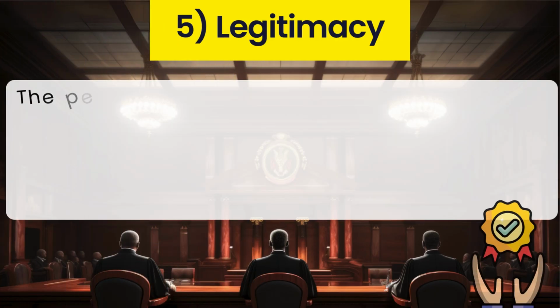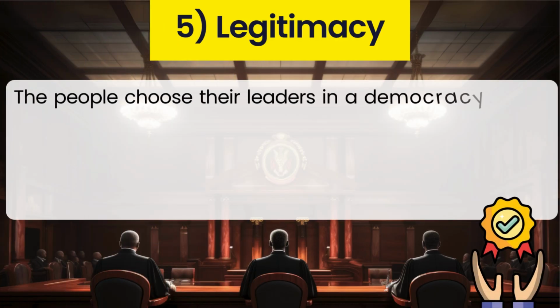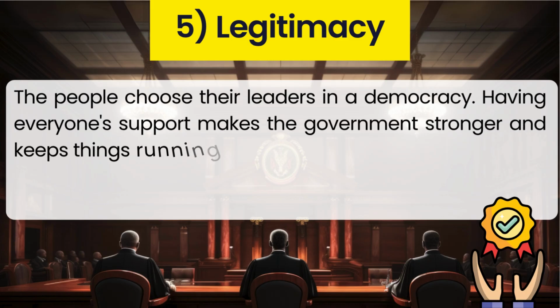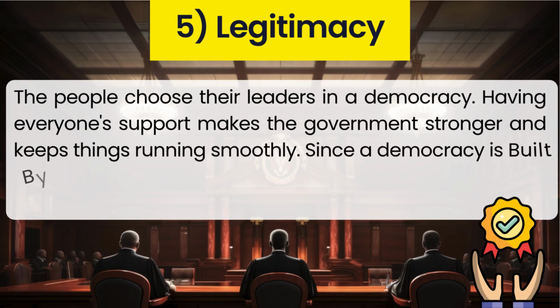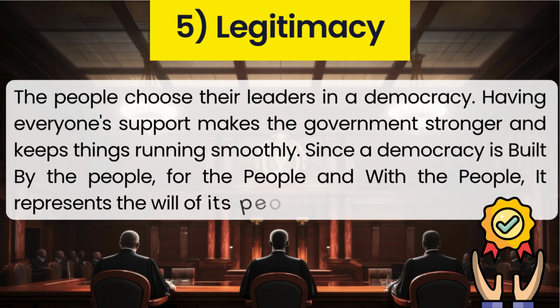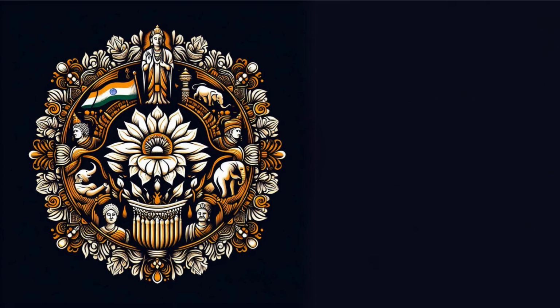Legitimacy. The people choose their leaders in a democracy. Having everyone's support makes the government stronger and keeps things running smoothly. Since a democracy is built by the people, for the people and with the people, it represents the will of its people.